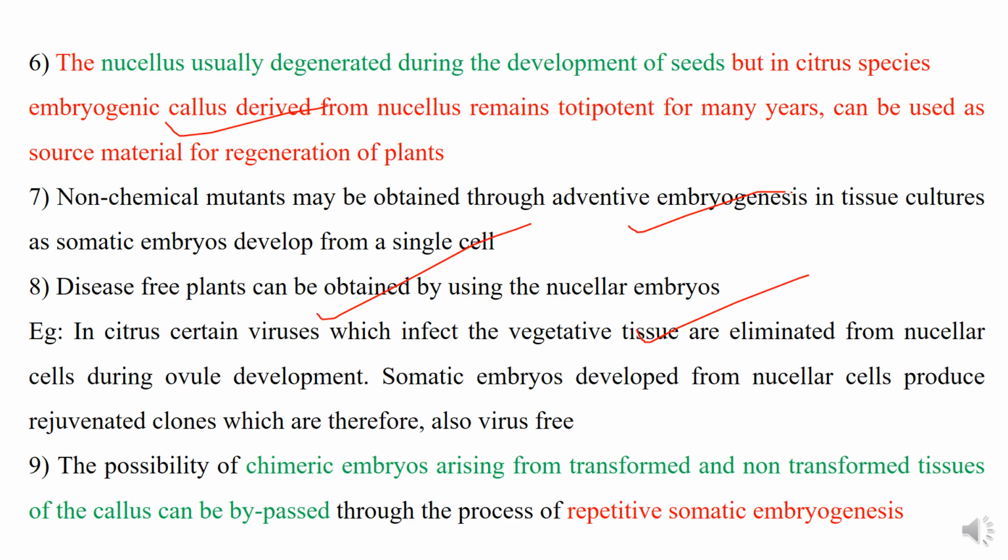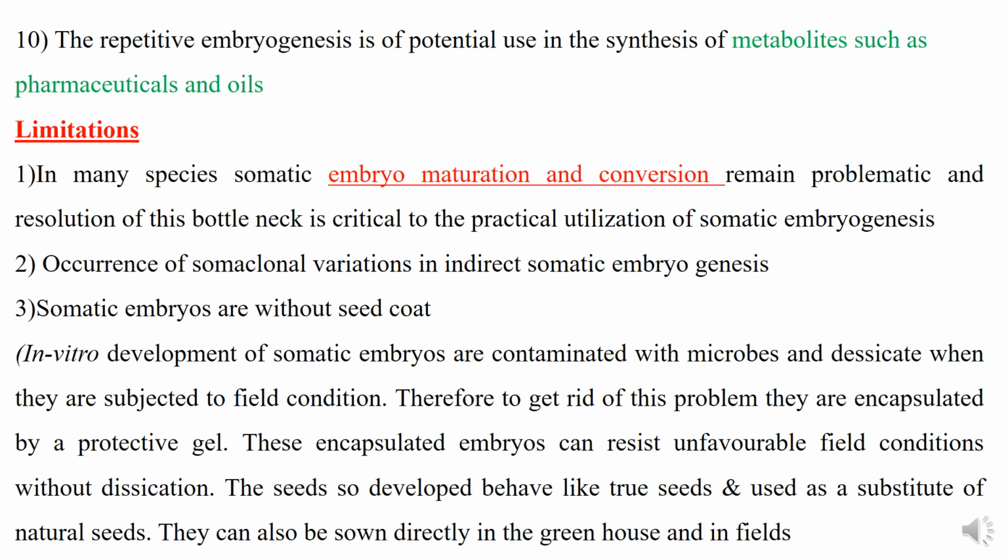So here we can avoid the chimeric embryos also. And repetitive embryogenesis is of potential use in the synthesis of metabolites such as pharmaceuticals and oils. That is also a great advantage. However, each technique has its own limitations. Similarly, somatic embryogenesis has its limitations. What are those limitations? Let us see one by one.